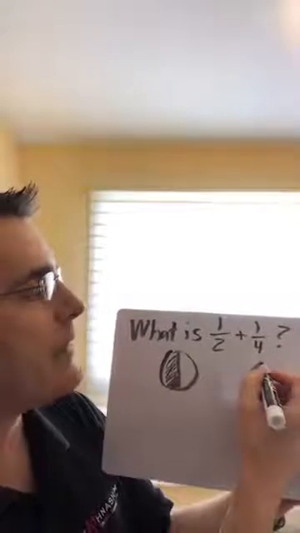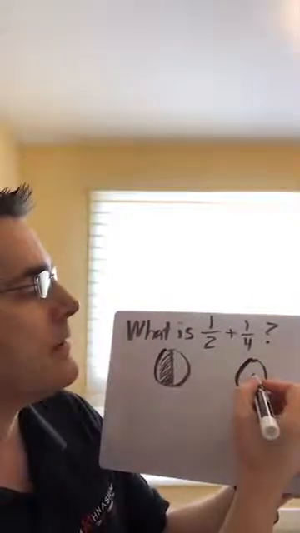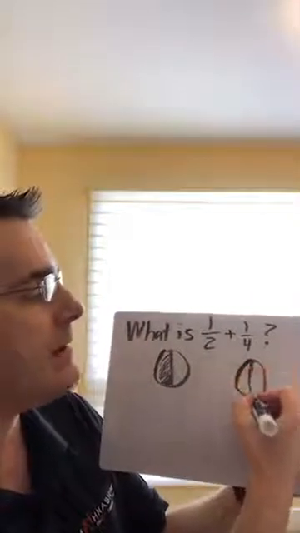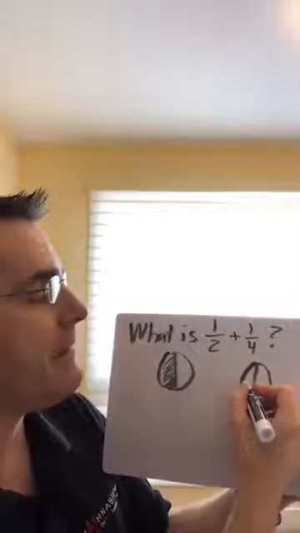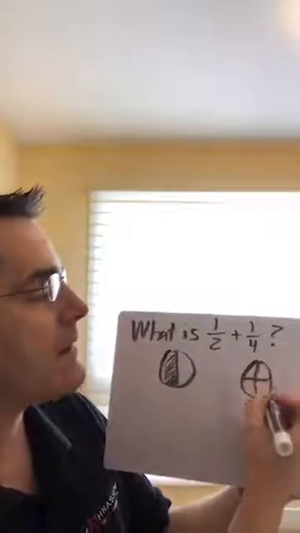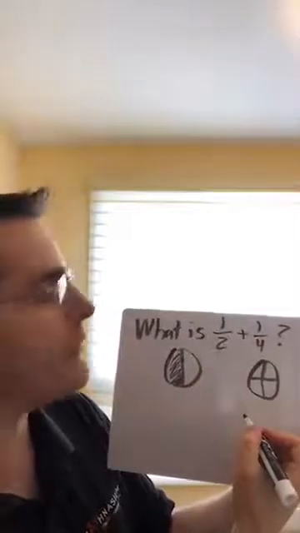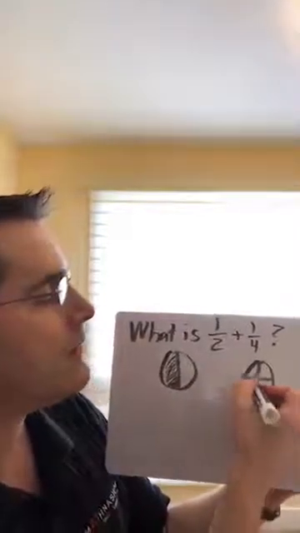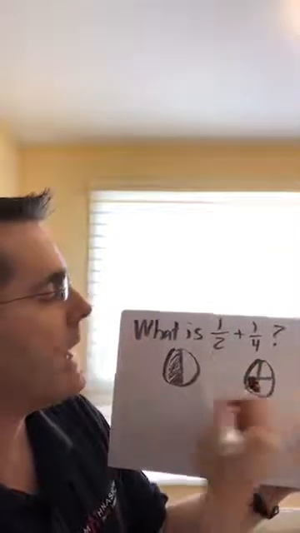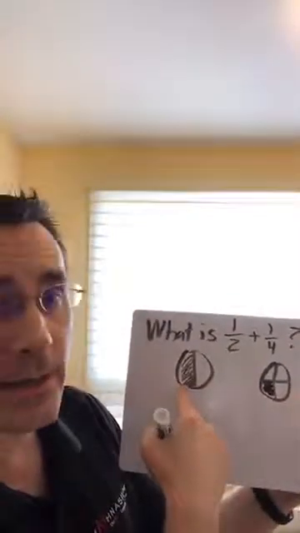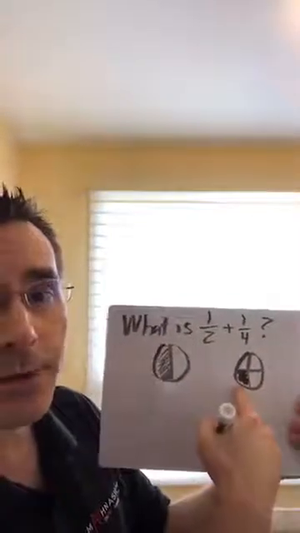What if we had a quarter of a pizza or a cookie? What does that look like? Well, first I divide it in half, and then I divide the half in half. Now I've got 4 equal pieces. Those are quarters or fourths. So visually, this is what I'm working with. I have 1/2 of a pizza over here and 1/4 of a pizza over here.